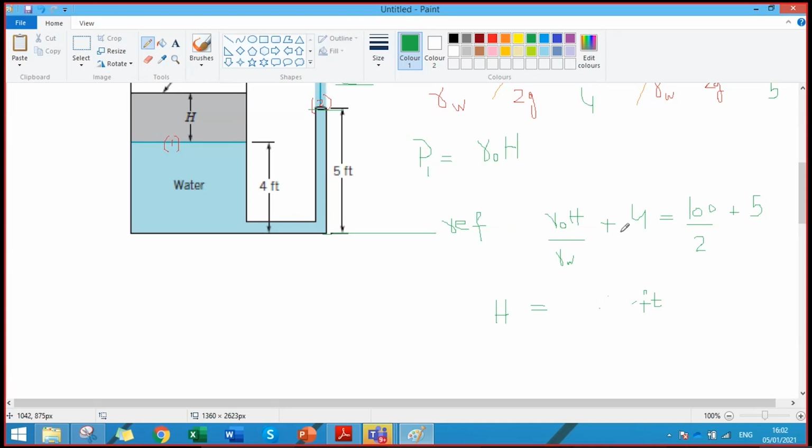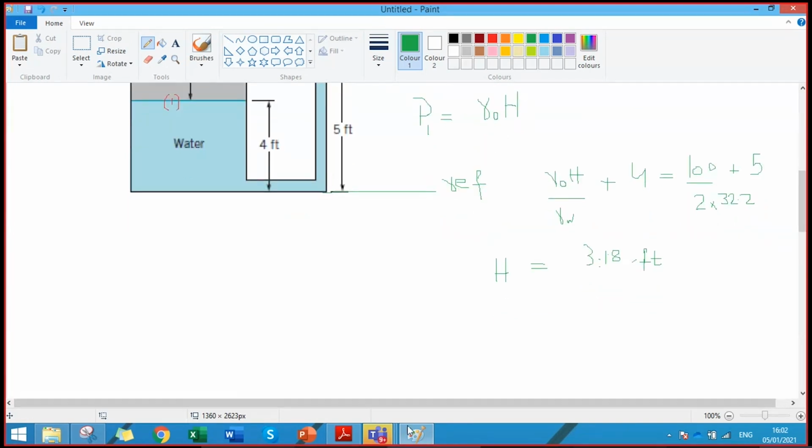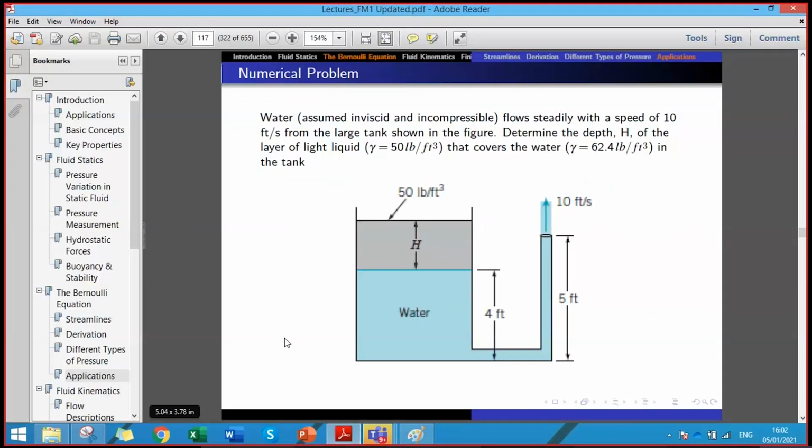So that is 2 into 32.2. Any further queries in this? Is it clear? No, sir, clear. Okay, then we solve another problem related to the Bernoulli equation.